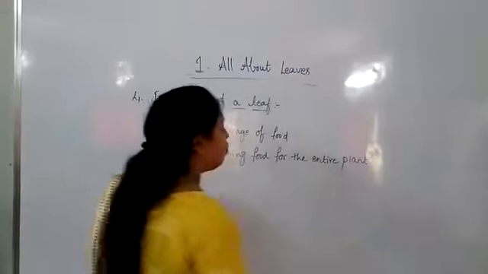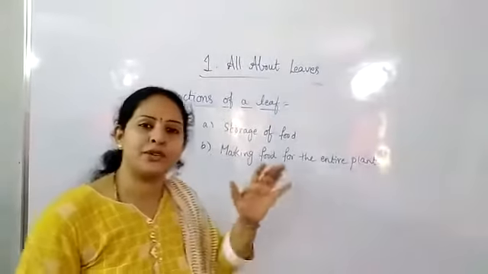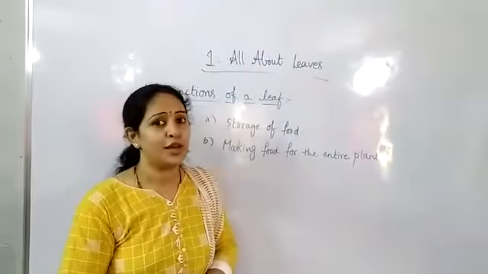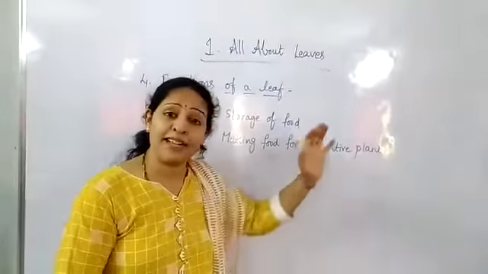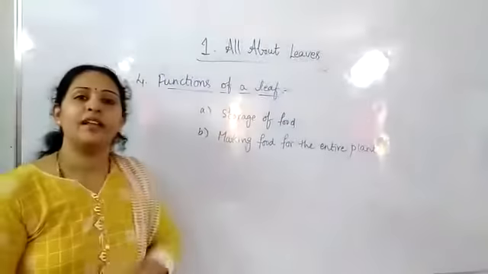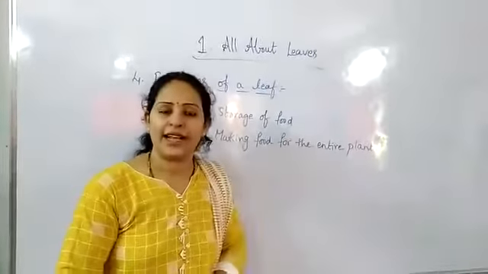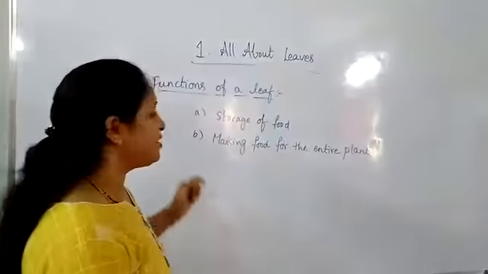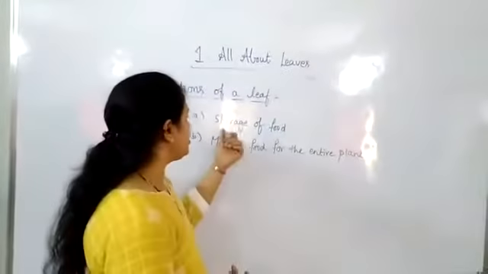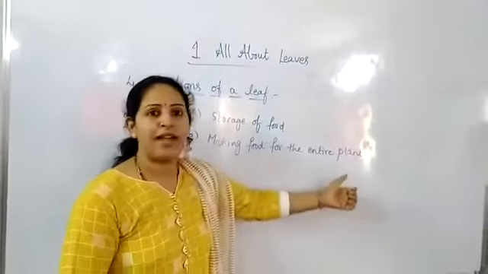See here, where does your mother cook the food? In the kitchen. So, where does a plant make the food? In the leaf. So, the leaves are called the kitchens of the plant. Which is very interesting, right? Storage of food and making food for the entire plant.